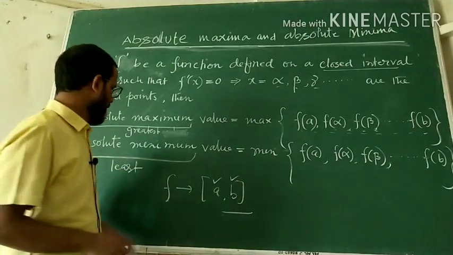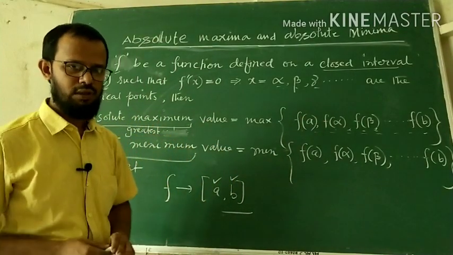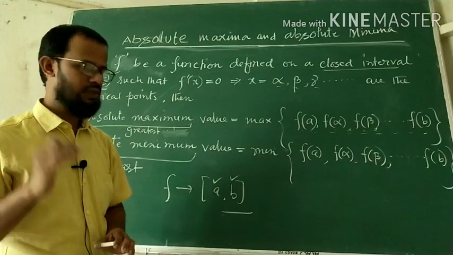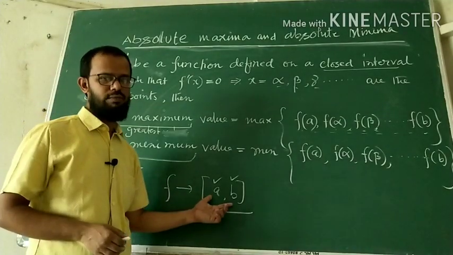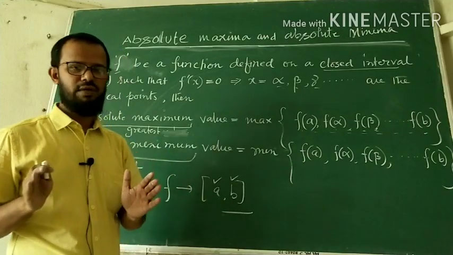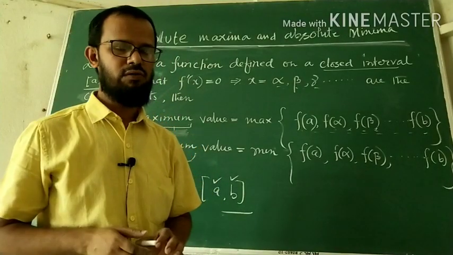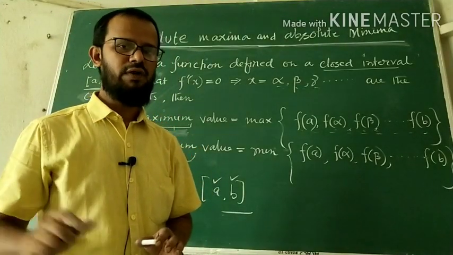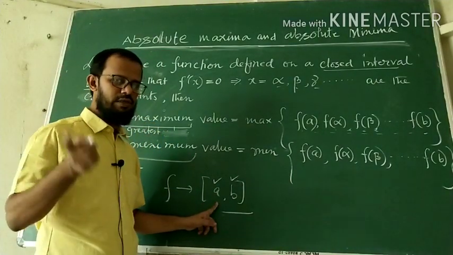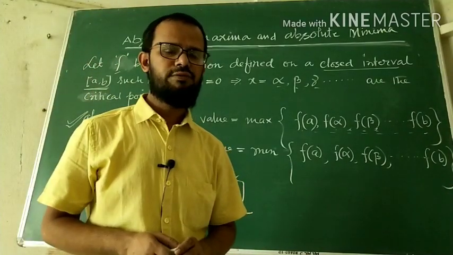Similarly, the absolute minimum value is the minimum of all the functional values. They are very simple. There is no huge concept. Only the function should be defined on the closed interval [a, b]. If a function is given with a closed interval, and the question asks to find the maximum and minimum value, indirectly you are to find the absolute maximum and absolute minimum. When the function is defined on a closed interval, your immediate response should be to find the absolute maximum and absolute minimum value.